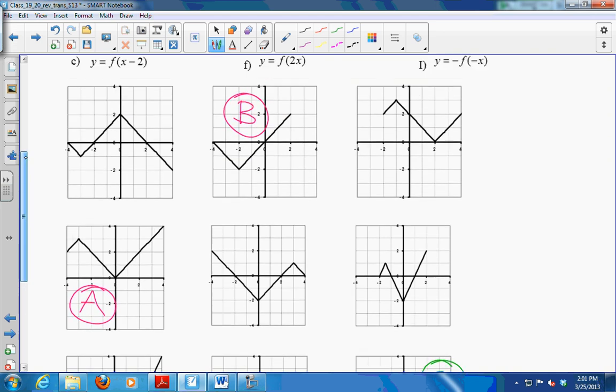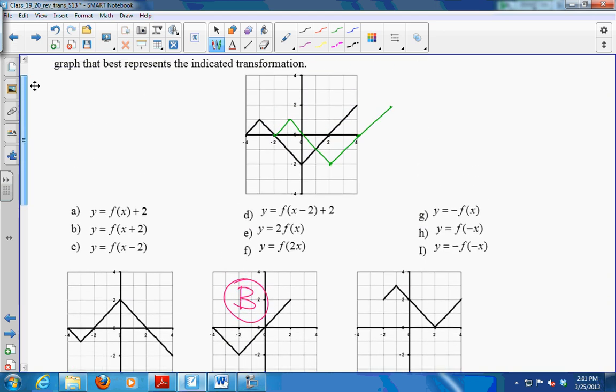All right, and for D, D is f of the quantity x minus 2, plus 2. So I've got two transformations. What does this minus 2 in parentheses tell me to do? Yep, right 2, and the plus 2 outside says up 2. So I'm going to move all my key points right 2 and up 2. Right 2, up 2.